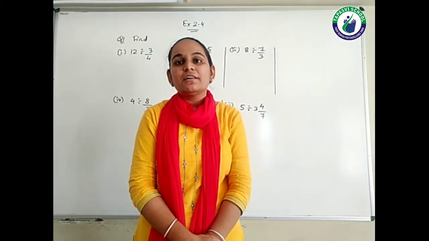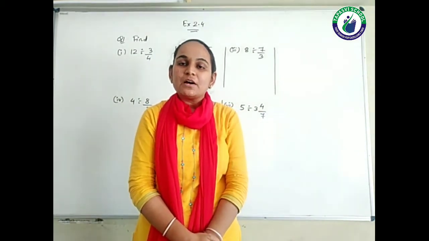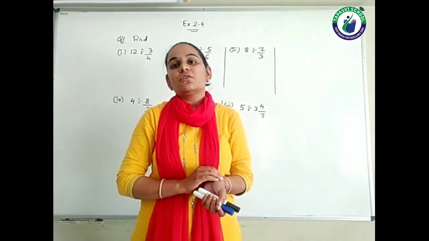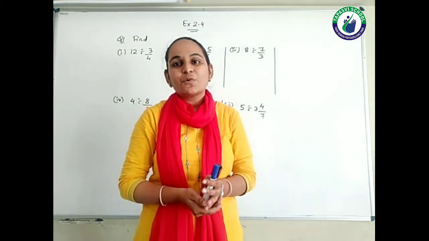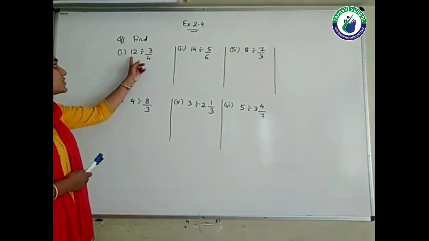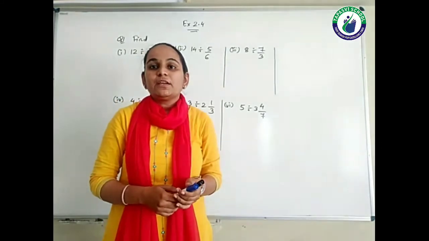In the previous lecture, I completed exercise 2.3 and now we'll start with exercise 2.4. It is totally based on division of fractions, students. So let's begin with question number 1. Find 12 divided by 3 by 4. 12 divided by 3 by 4.